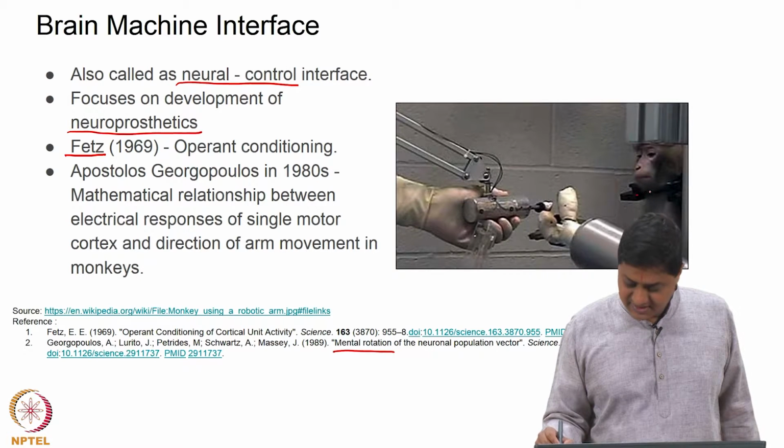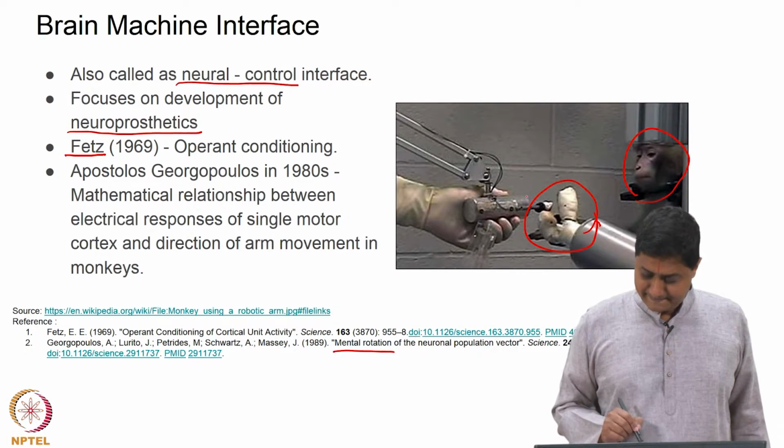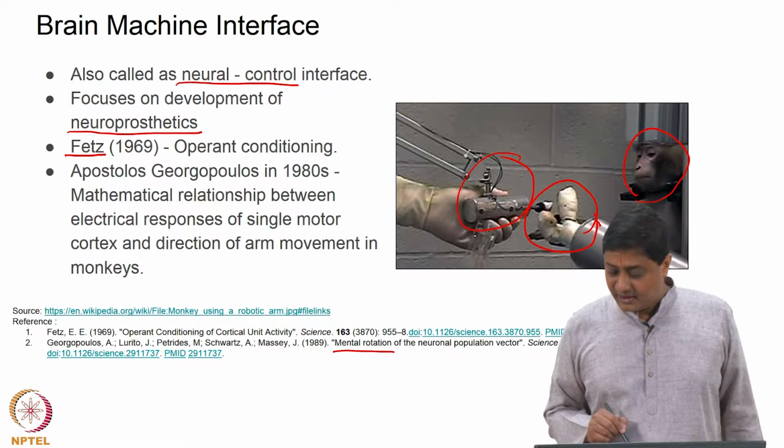Here is the monkey that is seeing the activity. It is not the monkey's hand, you see; this is the robotic arm. These are the robotic arms.